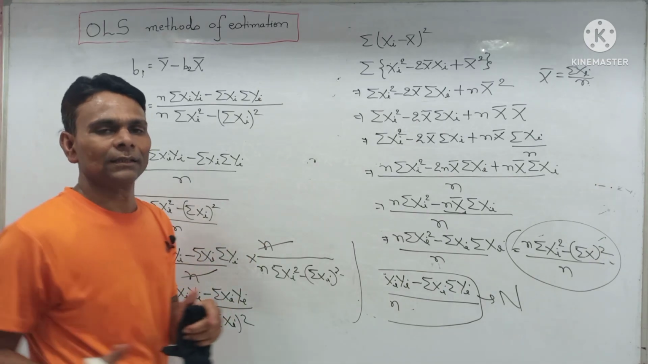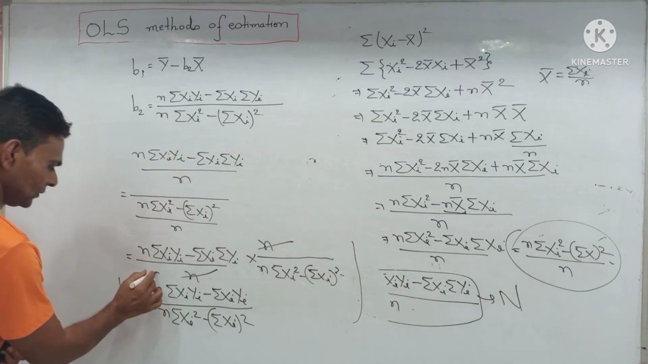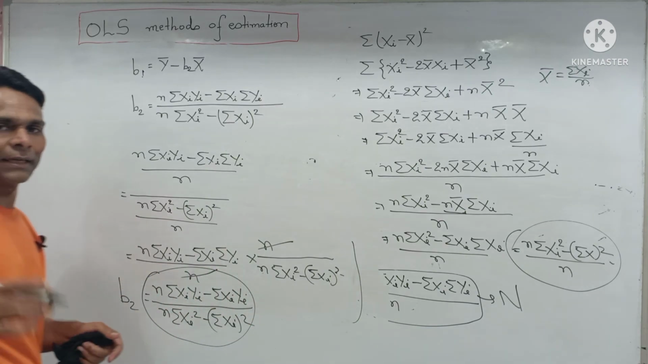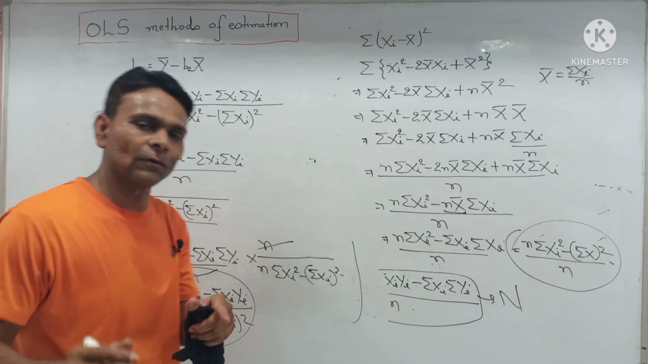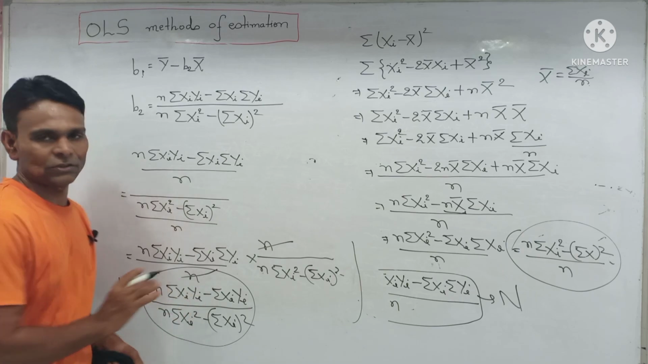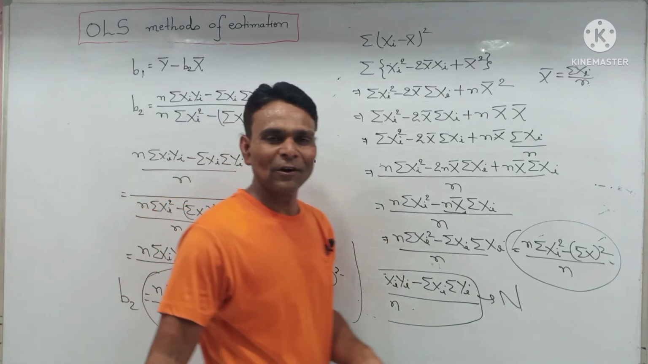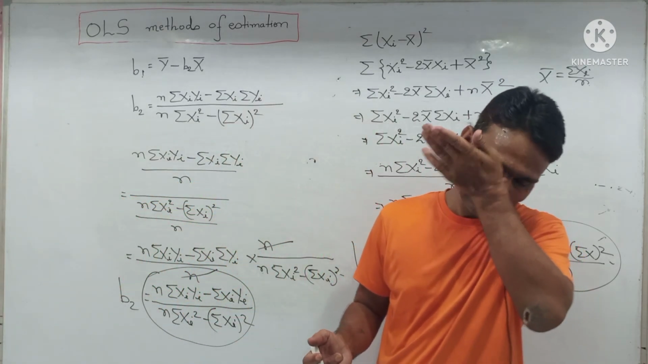We can write the covariance between x and y divided by the variance of x in place of this term. And I hope everybody got the concept I discussed in this video.